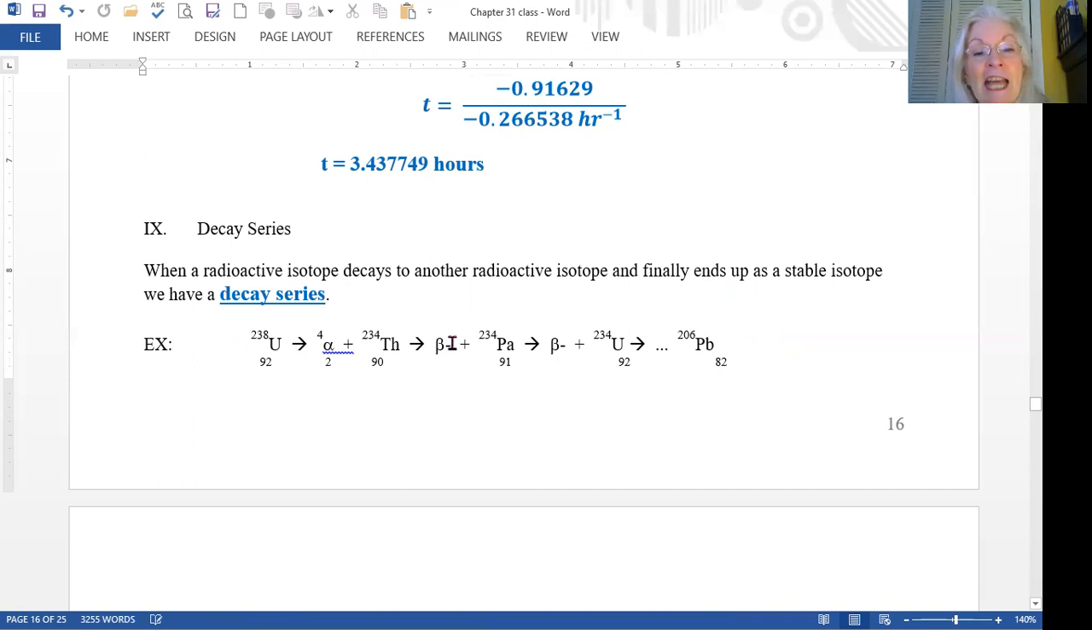This is a decay series. It starts out with a radioactive parent and ends up with a stable daughter at the very end. And you'll notice I haven't given you all the steps. This little dot, dot, dot tells you things are missing since we went from 234 to 206. So this is a decay series.